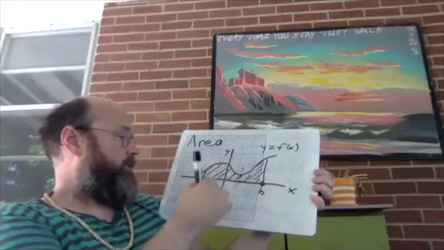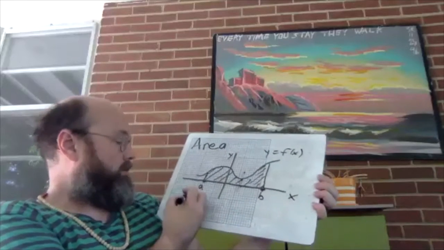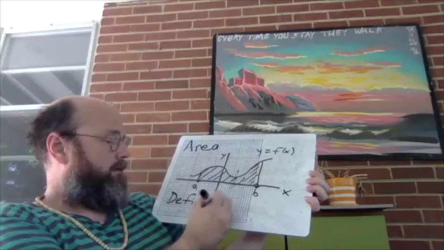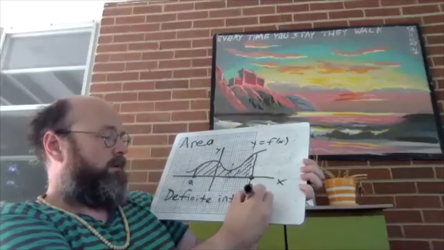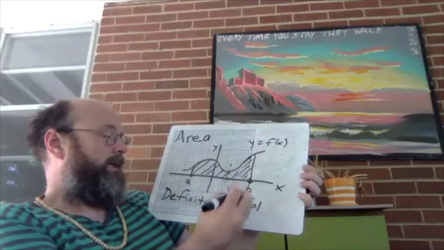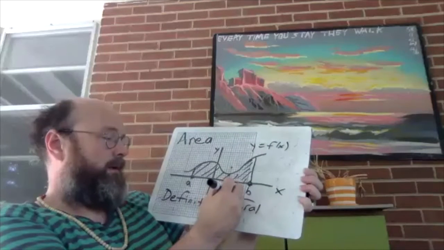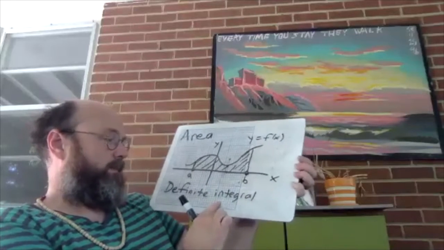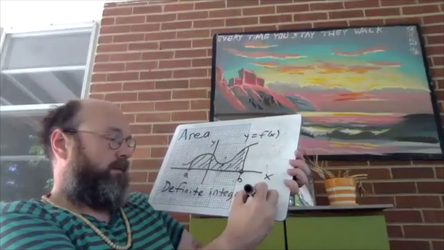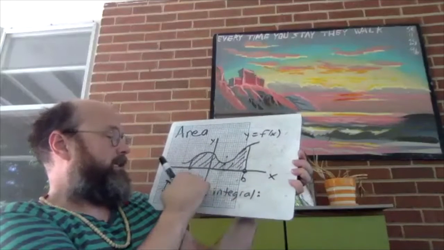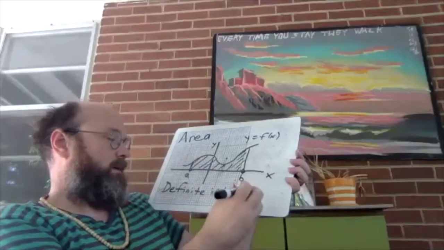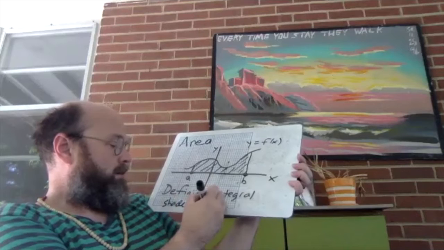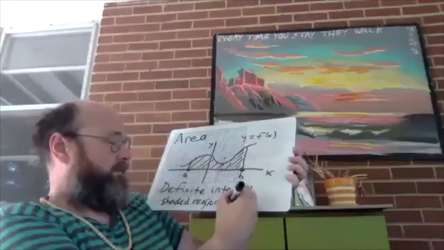The area, the shaded region, is called the definite integral. And by integral right now, we're going to take this to mean area. The integral refers to the notation. But a definite integral, notice this word is not the same as interval, is the shaded region under the curve.